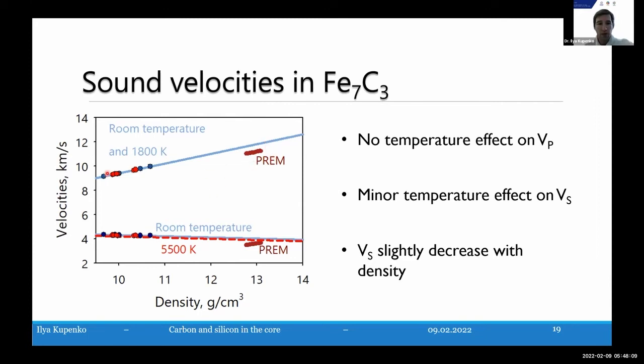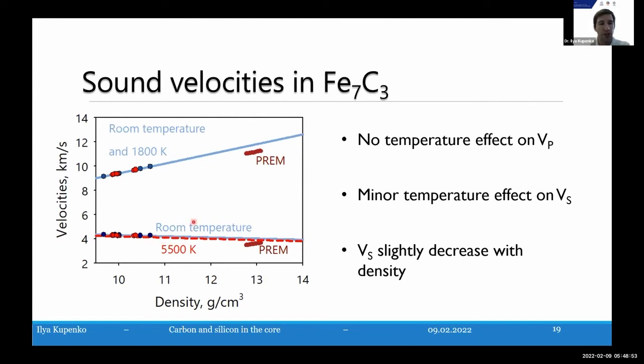The common way to extrapolate velocities is to use Birch's law, which assumes a linear change of velocity with density, regardless of whether the change of density is due to change of pressure or due to change of temperature. And we can see that for compressional waves in iron carbide, we can indeed use this Birch approximation. So there is no difference between data measured at room temperature and at high temperature. For shear velocities, there is a minor temperature effect on Vs, but it is more or less negligible.